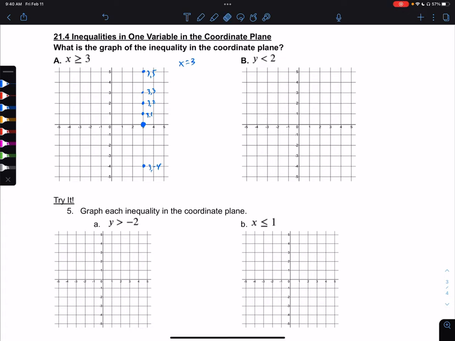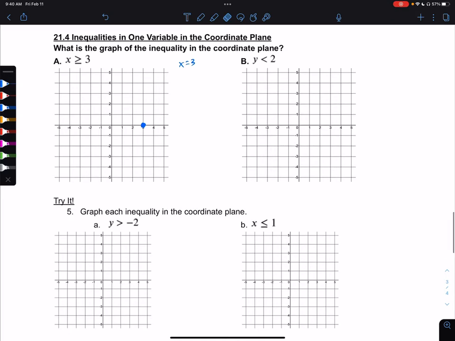The point is that all of my x values are 3. If that's the case, I would form a vertical line there, a vertical line going through that point of 3. Now we do need to be careful about whether it is a solid or a dotted line. In this case, x is greater than or equal to 3. Remember, the equal bar tells us that this is a solid line, so we can draw a solid line right through 3.